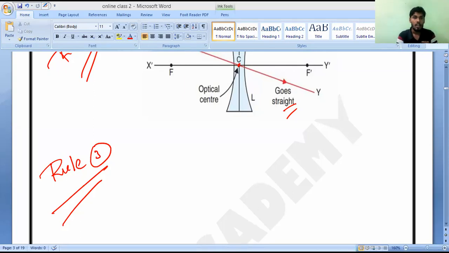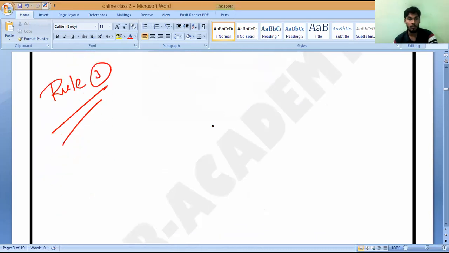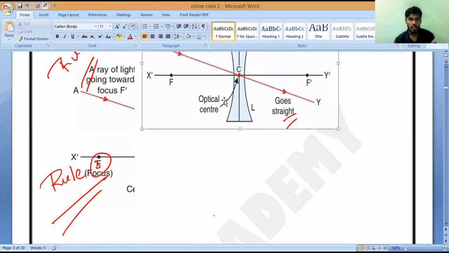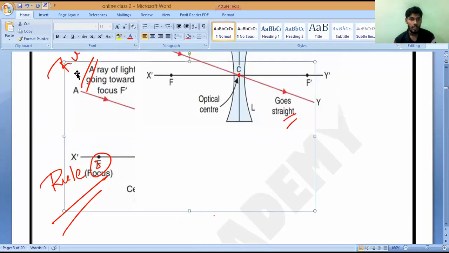A ray of light going towards the focus of a concave lens, comma, becomes parallel to its principal axis after refraction through the lens. That is what you should remember. So it is just opposite to the case number 1. So you may observe here, understanding.